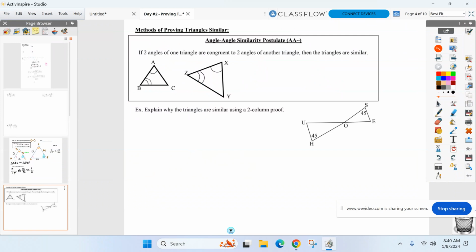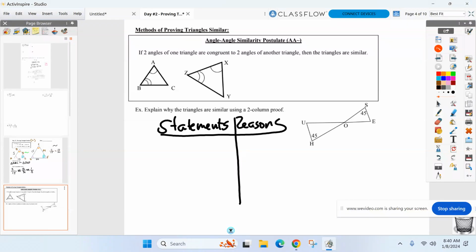So look at my 2 triangles I have here. We're going to show why they're similar, doing a quick 2-column proof, just to get you in the mode for tomorrow. Because tomorrow we'll start all the actual statements, reasons, proofs with similar triangles. So the first method of proving triangles similar, angle, angle. I gave you angle H and S were both 45, so they're congruent. So statement 1, H congruent to S, because it's given.